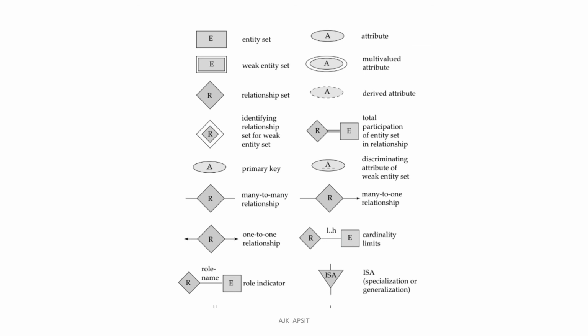The identifying relationship of the weak entity set is defined with the double rhombus. The total participation is defined with the help of the two links between the relationship and the entity. The primary key is defined with the help of the underlined attribute. The discriminator or the partial key of the weak entity is defined with the help of the dotted underline of the attribute.